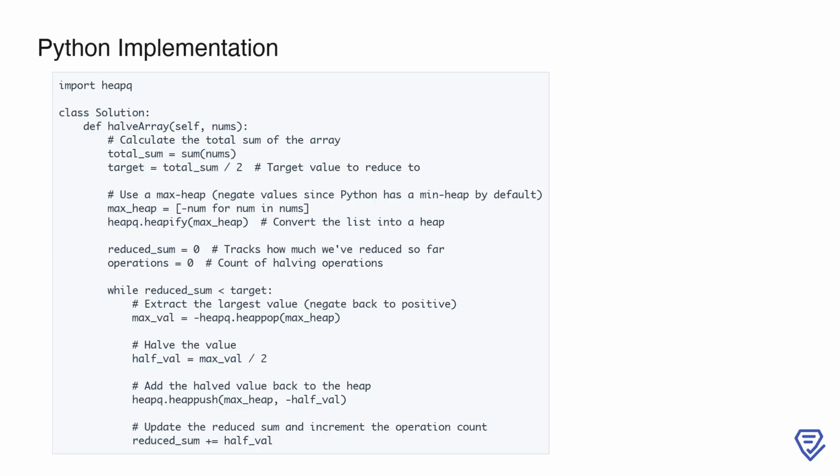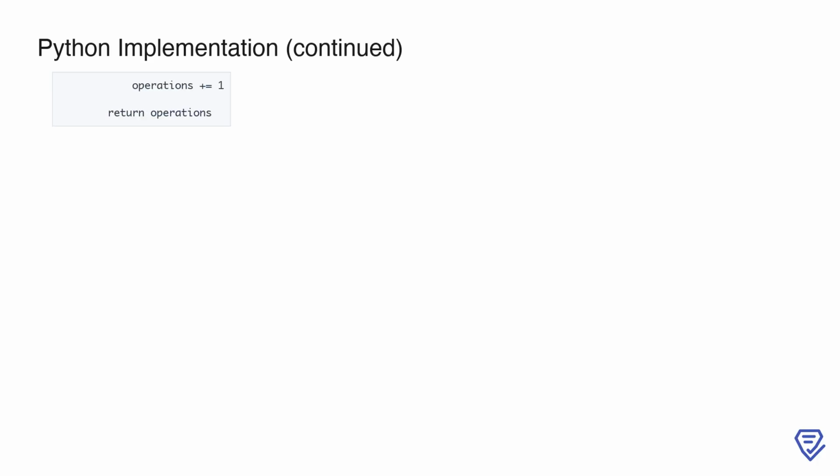Next, we enter a while loop that continues until the reduced sum meets or exceeds the target. At the start of each iteration, we extract the largest value from the heap, negating it back to its positive form since the heap contains negative values. Once we have the largest value, we halve it and push the halved value back into the heap, negating it again to maintain the max heap property.